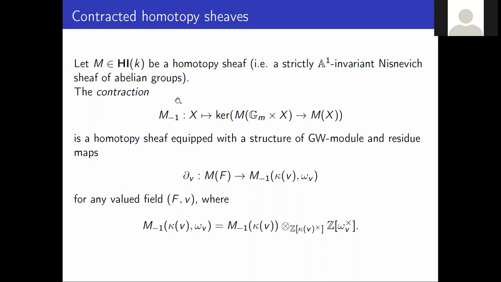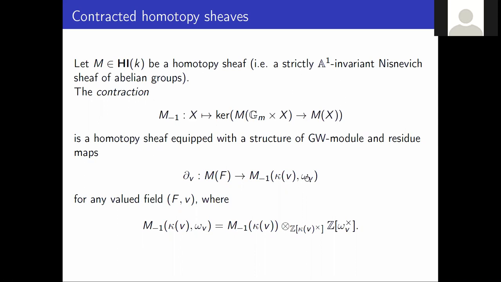So first of all, M minus one of X is a direct summand of M of GmX. So you do have a short exact sequence with MX into MGmX onto M minus one X. So you can define a GW module structure thanks to Gm. And moreover, you have residue maps for any evaluations like this.